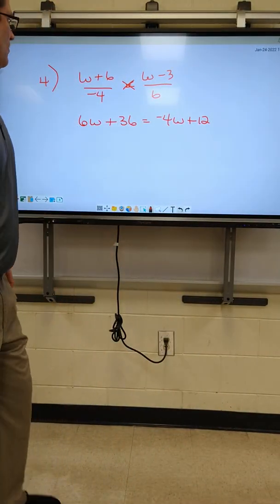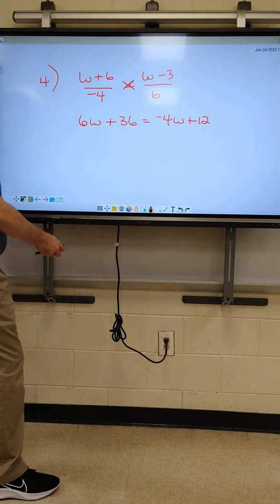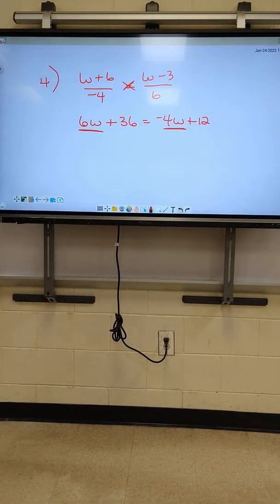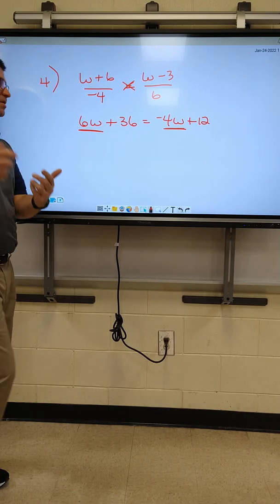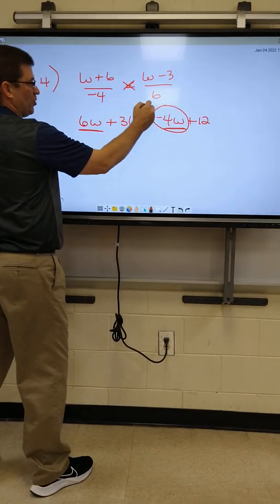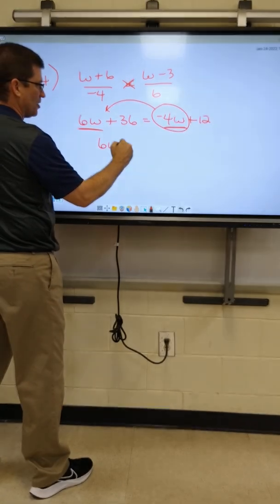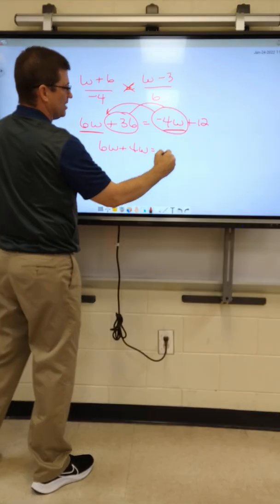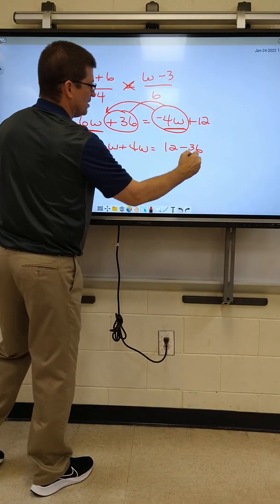All right, Mikey, look at number 4. Mikey, if I got one W on the left side of the equal sign and one on the right side, what's my next step? Good. Mikey says you got to move one. So I'm going to move this one, and that's going to make it a plus 4W, which means I got to move plus 36 and make it a minus 36.